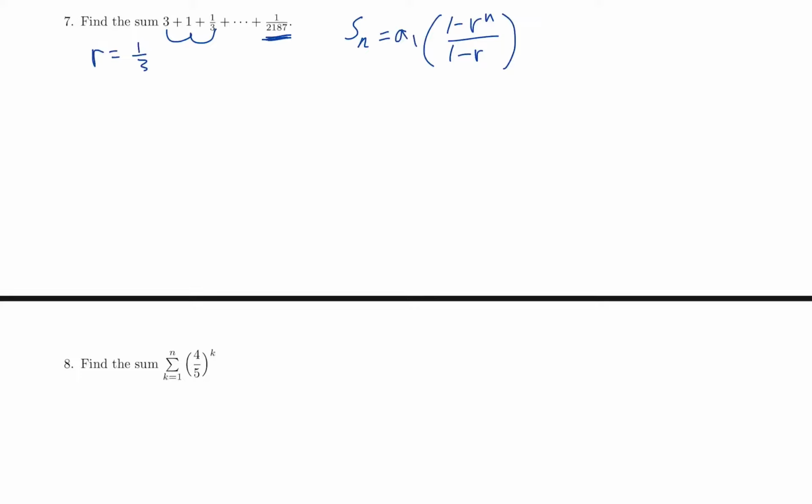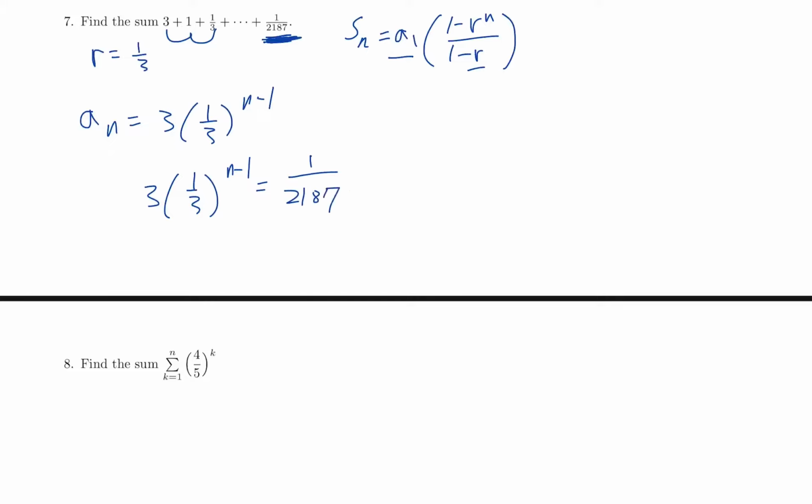Okay. So we know what the first term is, we know what the ratio is, but we don't know the term number for this yet. So we need to know how many we're adding. So what we do is first come up with the generic formula for this sequence, a sub n, which is 3 times 1/3 to the n minus 1. Then we need to set this equal to 1 over 2187. Okay, so it's solving an exponential, right?